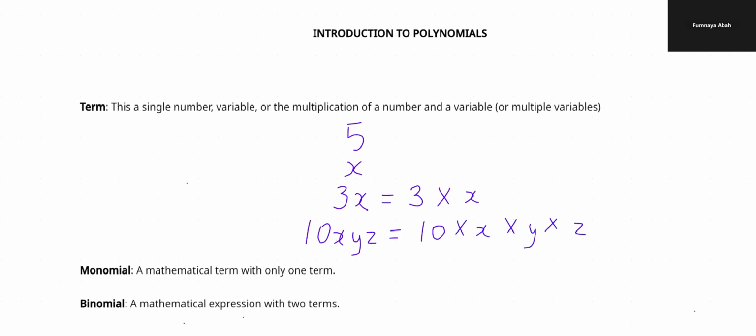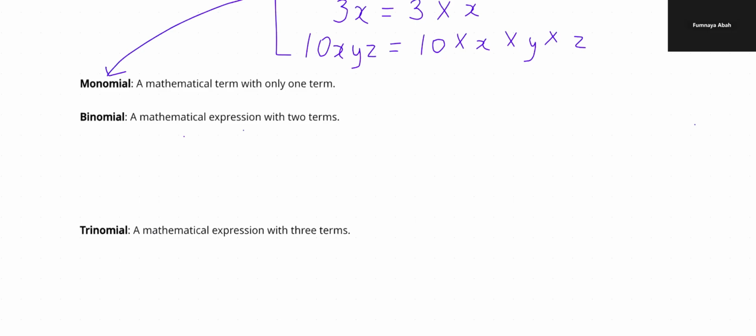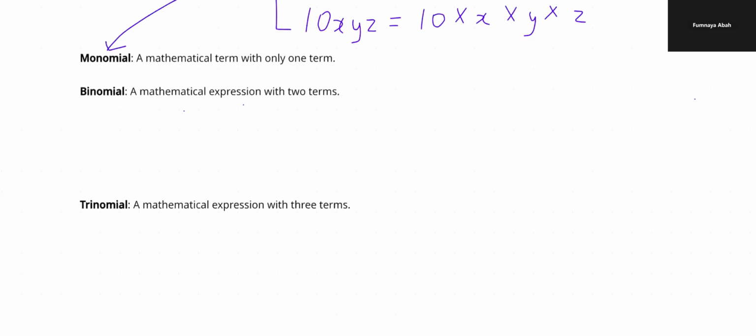And there's another way we can refer to these terms. We can call them monomials because monomials are mathematical expressions with only one term. So these are all monomials. So moving on, let's move on to the definition of a binomial, which is a mathematical expression with two terms.